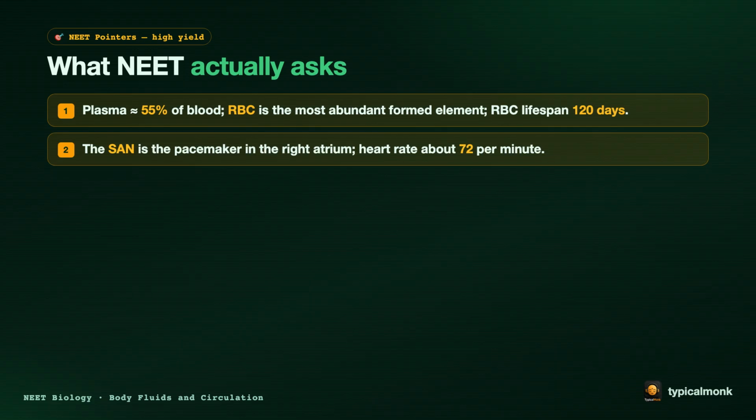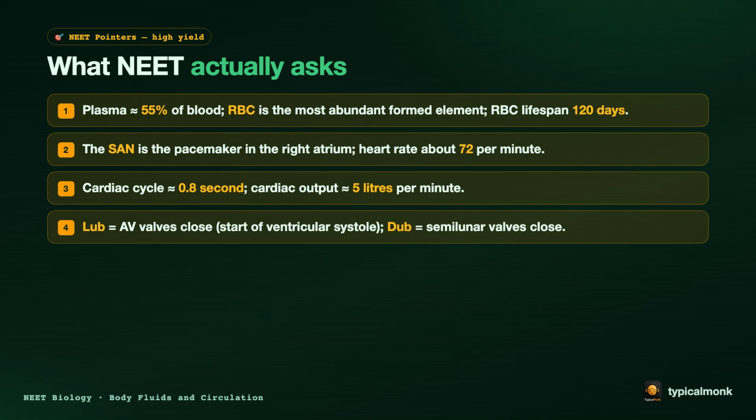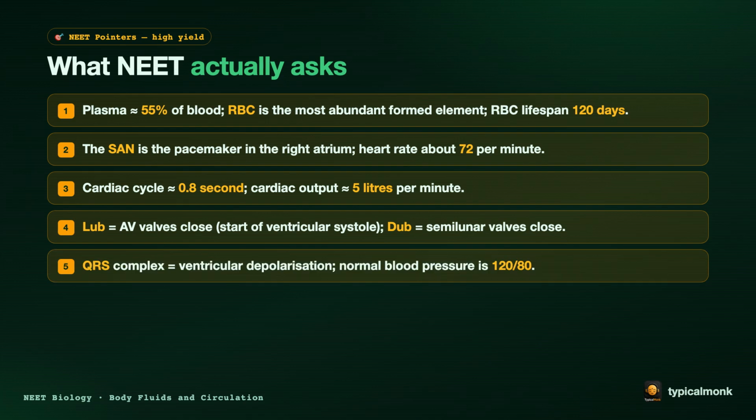1. Plasma is about 55% of blood. RBC is the most abundant formed element, and RBC lifespan is 120 days. 2. The SAN is the pacemaker, sitting in the right atrium. Heart rate is about 72 per minute. 3. The cardiac cycle is about 0.8 seconds. Cardiac output is about 5 liters per minute. 4. Lub means the AV valves close at the start of ventricular systole, and dub means the semilunar valves close. 5. The QRS complex is ventricular depolarization, and normal blood pressure is 120/80.